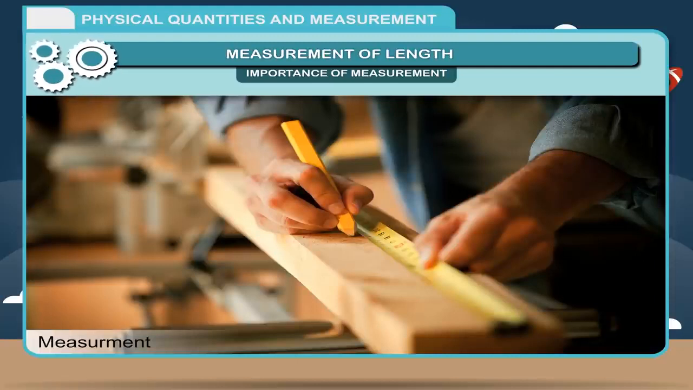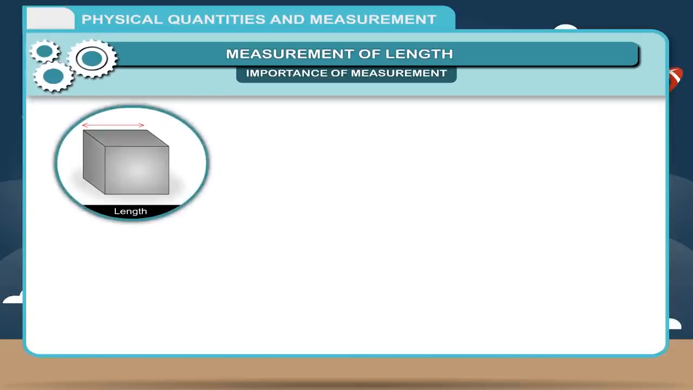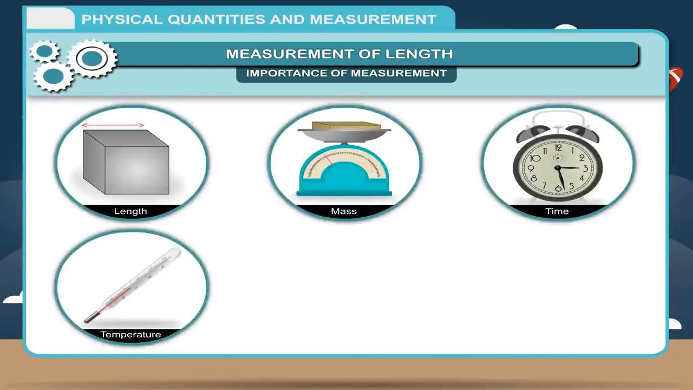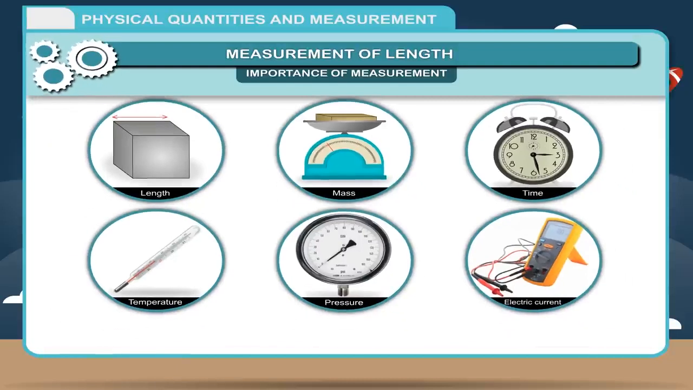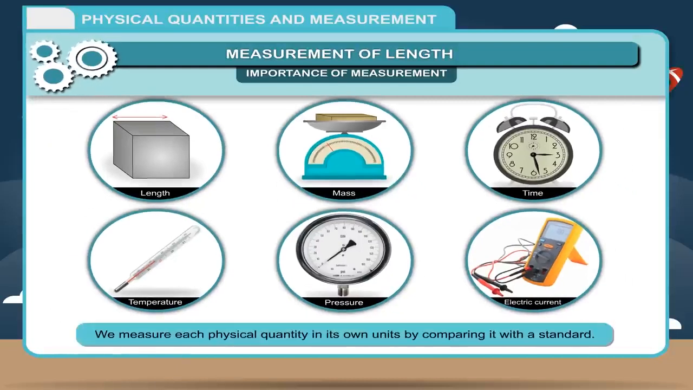Study of physics is based on measurement. In physics, we usually learn how to measure quantities that are involved in it. Among these quantities, some are length, mass, time, temperature, pressure, and electric current. Anything which is measurable is called a physical quantity. We measure each physical quantity in its own units by comparing it with a standard.